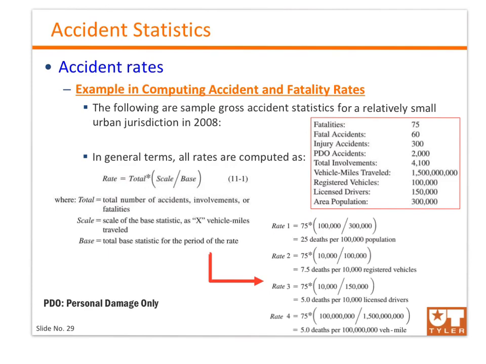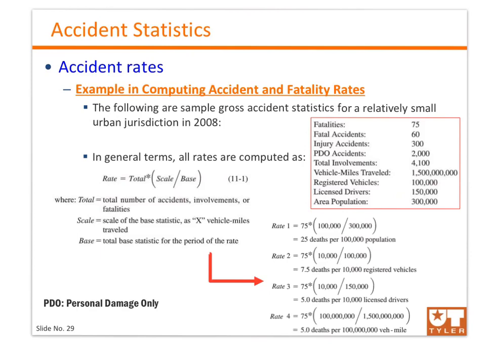The second rate has to do with registered vehicles. I can use the same thing. I can use 75, this is the total deaths, times 10,000, this is the scale, if you go back to the previous slide, over the 100,000. Where did you get the 100,000? This is the base. This is the 100,000 from here. This is the registered vehicles in this city.